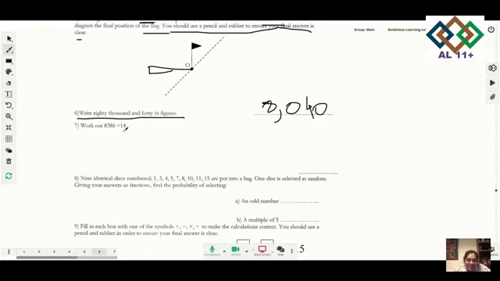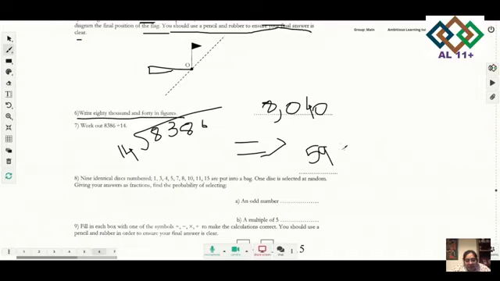Work out 8386 divided by 14. You should try doing your bus stop method in this one. And after doing your bus stop method, you will get the answer 599. You should know your 14 times table in this one.